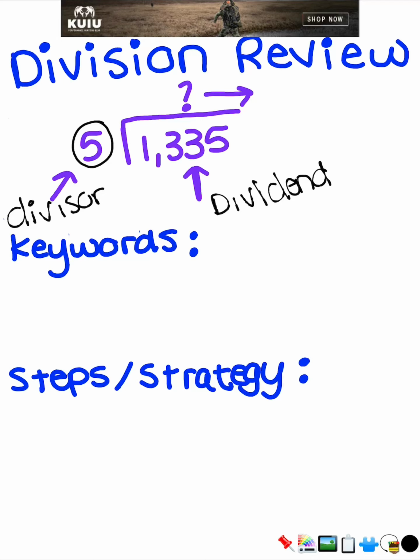And when we get an answer, which we are not going to do yet, for a division problem, it's called a quotient.